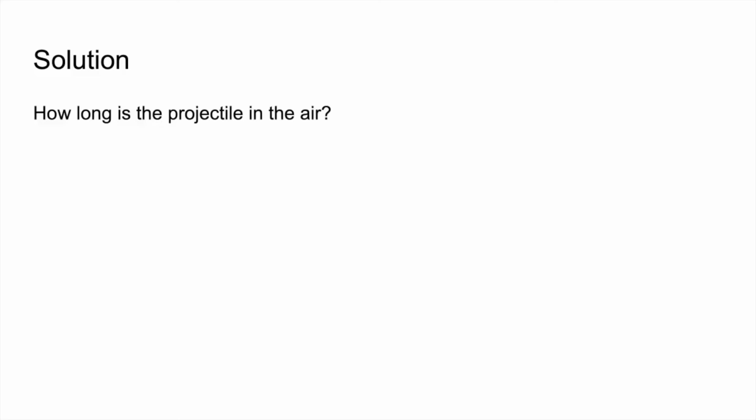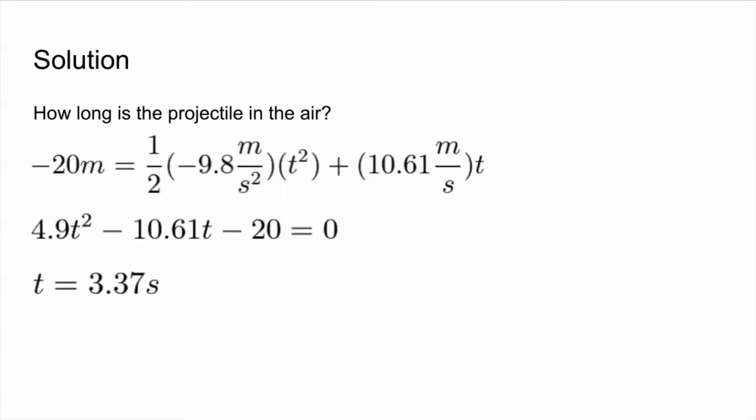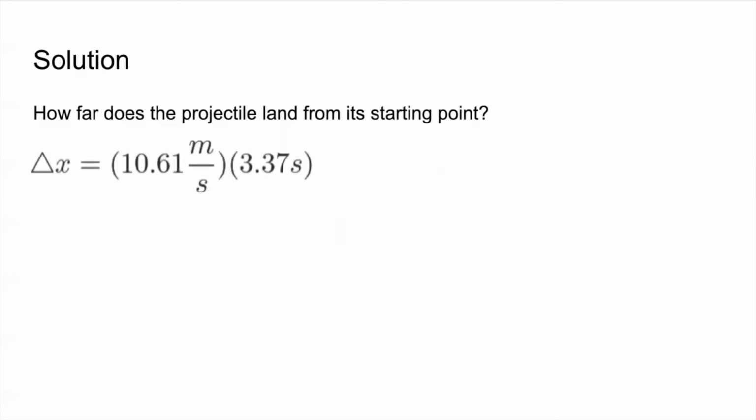And to determine how long the projectile is in the air, we need to use the fourth kinematic equation. So we plug in all the values and we need to solve for t. And this is kind of tedious because we have a quadratic equation and the coefficients aren't nice. So when we get to practice problems, I'm not going to give you any practice problems that require the use of the quadratic formula. For this problem, I'll just tell you that t is equal to 3.37 seconds. And now we multiply 3.37 seconds by the horizontal velocity, which is 10.61 meters per second, and we get the final answer is 35.79 meters.